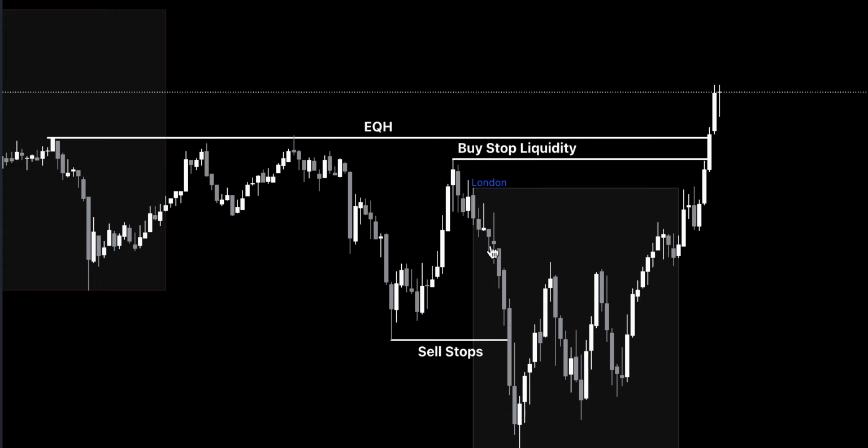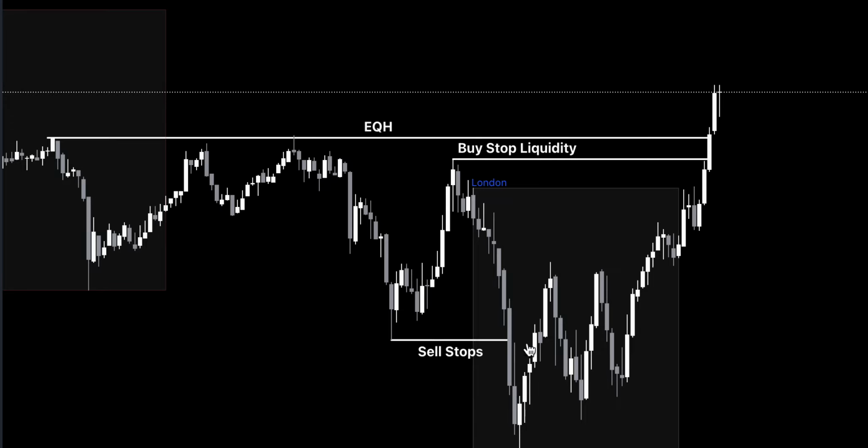So what you can see here is we're during the London session. We have sell stops that are simply resting below this swing low here. This is a significant swing low. So we see a deviation: price comes down, deviates below, triggering these sell stops.